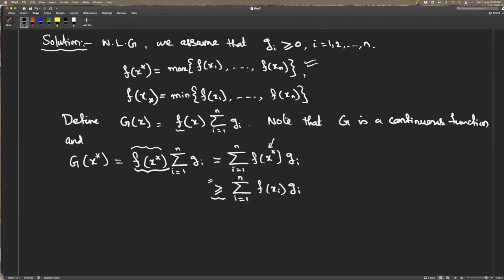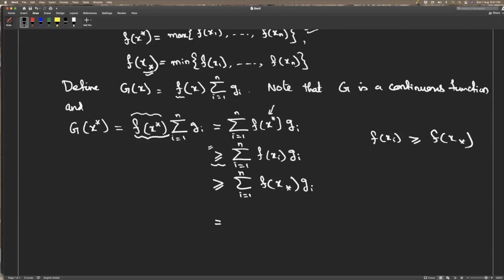This is where we are using the condition that all gi's are of the same sign. In particular, we have taken these gi's to be positive. Otherwise, the inequality would have been reversed. So when you take gi's to be negative, you just put the reverse inequality. And now you see x suffix star is the point at which the minimum is attained. Therefore, all these f of xi's will be greater than or equal to f of x suffix star, right? Therefore, you can write it as greater than or equal to sigma i equal to 1 to n f of x suffix star into gi.